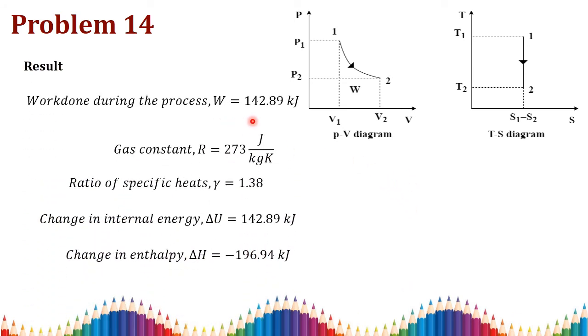So as a result, work done is 142.89 kilojoule, the gas constant is 273 joule per kilogram Kelvin, the ratio of the specific heats, that is Cp by Cv, that is gamma, is 1.38, and the change in internal energy is 142.89 kilojoule and delta H is minus 19.